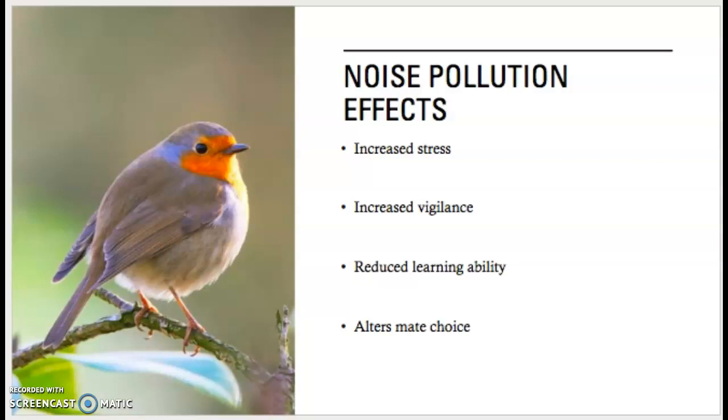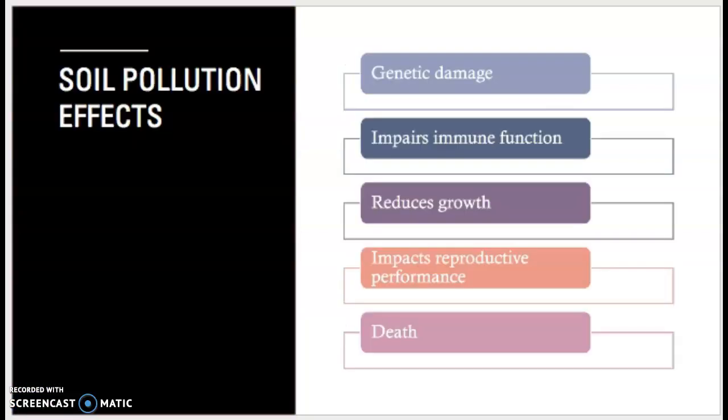their learning ability. In tree frogs, noise pollution increases their stress hormone levels and impacts their immune system, making them more susceptible to disease. Similar to birds, noise pollution was shown to impact the vocal communication between frogs, altering their mate choice as well. Soil pollution is any pollutant, for example chemicals, present in the soil.